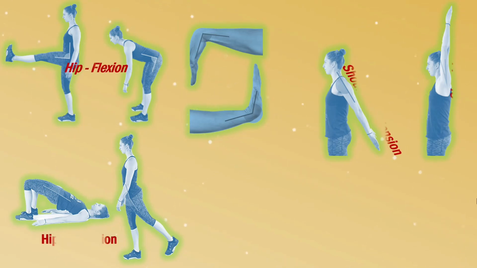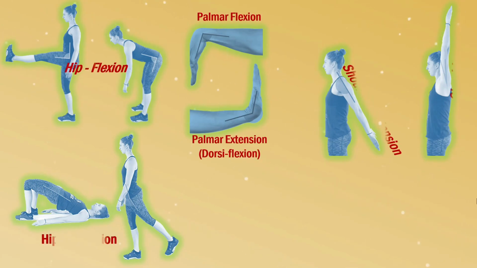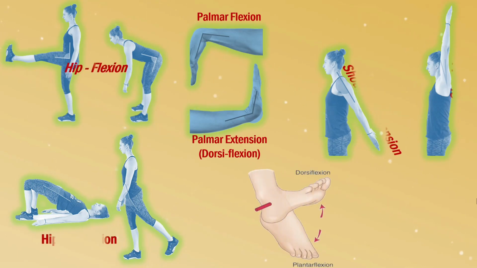At the wrist, the movements that occur are flexion and extension. The extension of the wrist joint is also referred to as dorsiflexion of the wrist. So, wrist flexion is also called palmar flexion. Similarly, within the ankle joint, the movements are referred to as dorsiflexion and plantar flexion of the foot, denoting the flexion and extension of the foot, respectively.